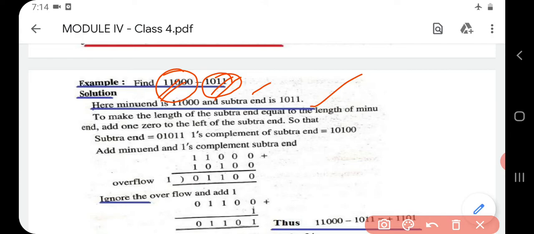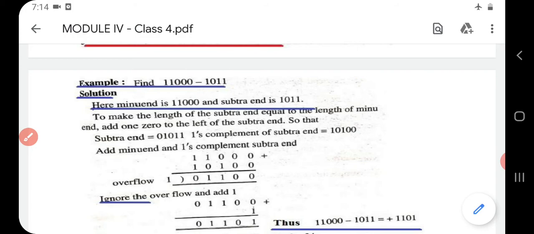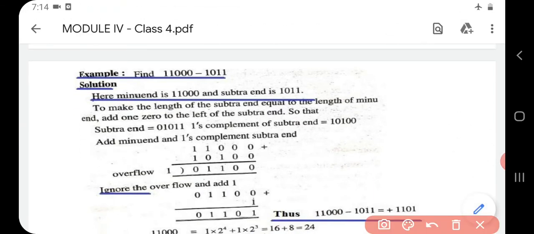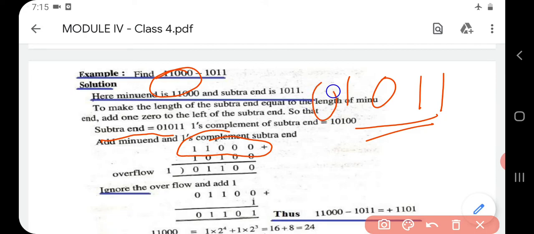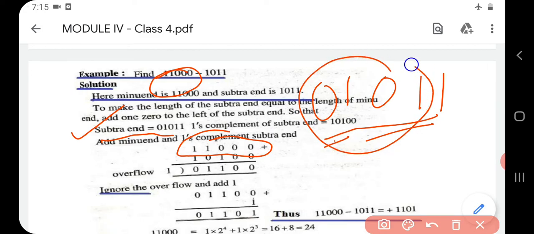In that case what do you do? You have to make the length of the subtrahend equal to that of the minuend by adding zeros to the left. So the first number you will write as such. Now the subtrahend is given as 1011. It's only 4 digits, so in order to make it equal to A, you add a 0 to the left. So you will get this. Then after that, take the 1's complement of this one. So 0 becomes 1, 1 becomes 0, 0 becomes 1, 1 becomes 0.